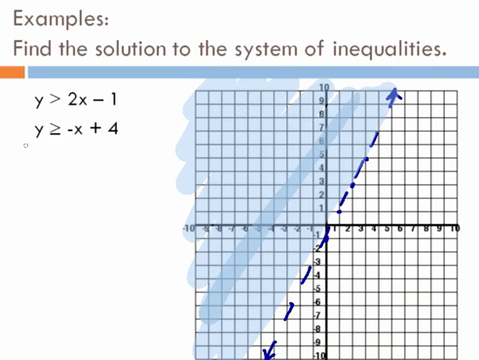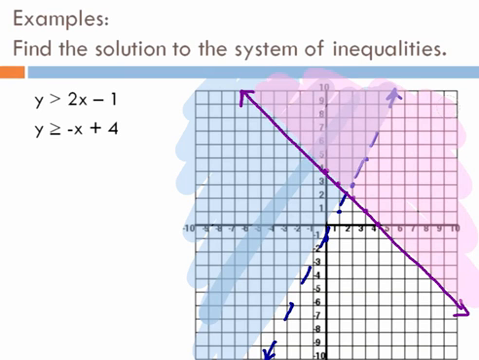Let's look at y is greater than or equal to -x plus 4. So we'll start on the y-intercept here at +4. The slope is -1 or -1 over 1, so we'll go down 1 and over 1, down 1 and over 1. So it's going to be a solid line, and we will be shading above since it's greater than. You can see the region they both have in common is this region right here, and that region is going to be our solution set.